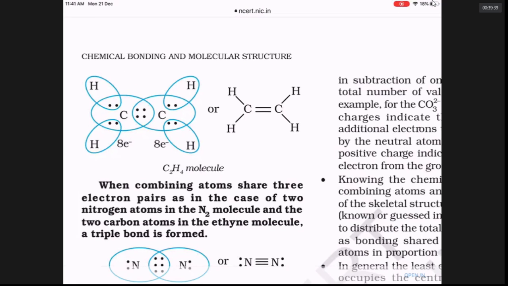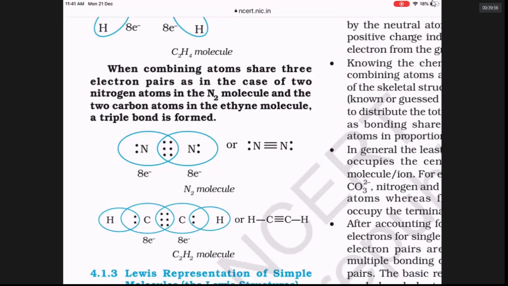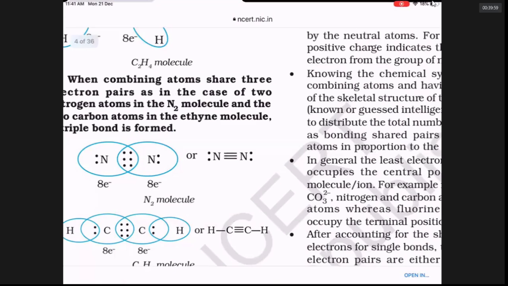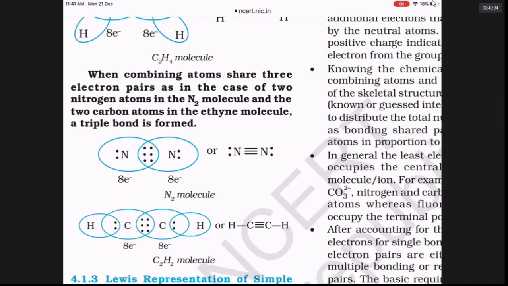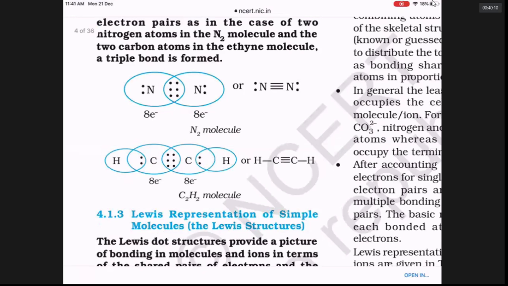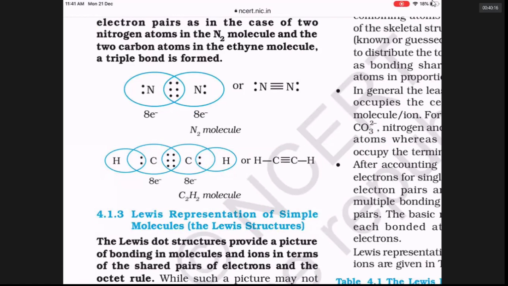For example, in C2H4, each carbon is making a double bond with another carbon and 2 single bonds with hydrogens. So it is C2H4. In nitrogen, you can see 2 nitrogen atoms are sharing 3 electron pairs. So it is called N triple bond N. Whereas each nitrogen has an electron pair not involved in bonding. That is called a lone pair. So like that, based on the way the electron pairs are shared, different molecules are formed. How a covalent bond is formed is represented in the Lewis dot formula.